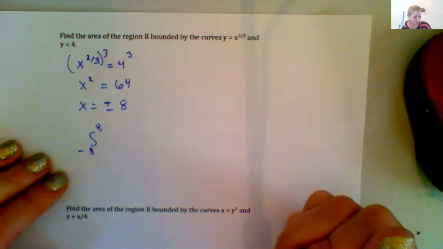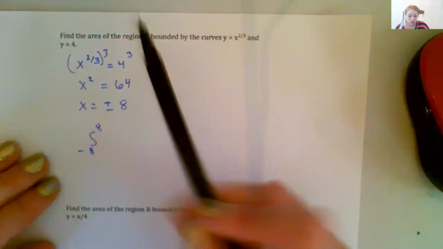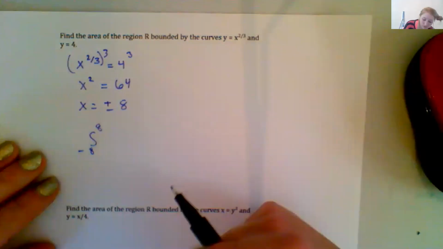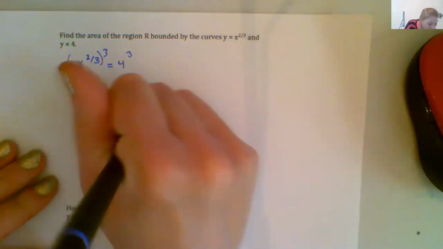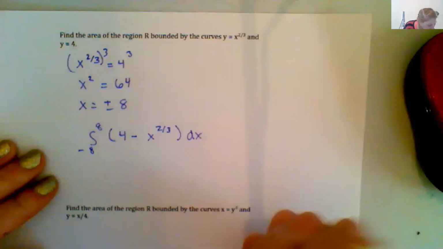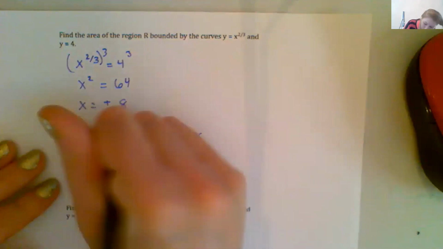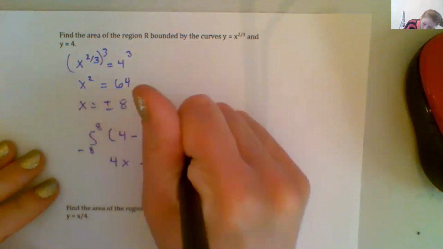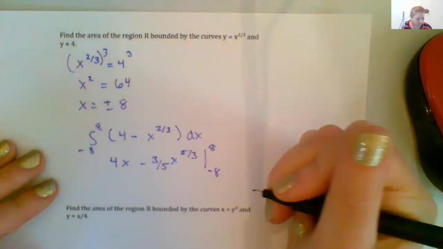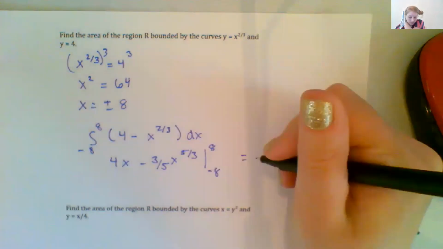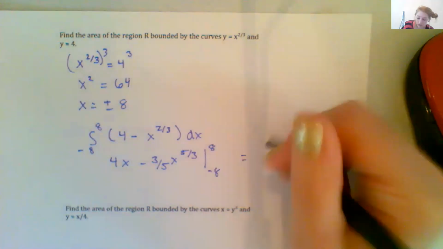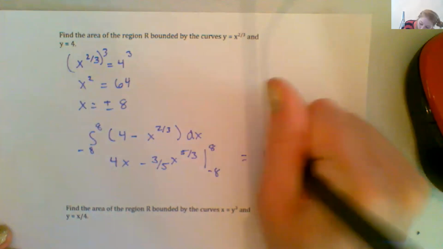All right, and then I plugged into Desmos to see which one of these was the higher function, and in this case, it's the 4. So we are going to integrate 4 minus x to the 2/3 dx, which gives me 4x minus 3/5 x to the 5/3. Evaluate that on the interval of 8 and -8. And if you substitute in 8 and then substitute in -8 and subtract the first minus the second, you should get 128/5.